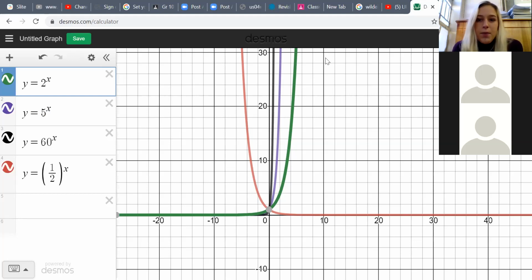Okay, so these are just a couple of different ways of looking at the graphs, and a couple of new facts maybe that you might not have known before. Hopefully you did know most of them.